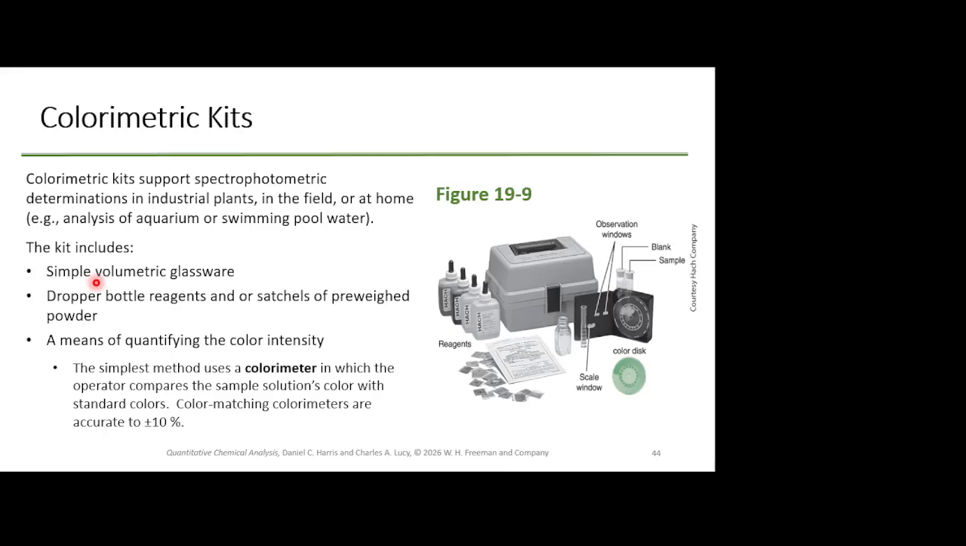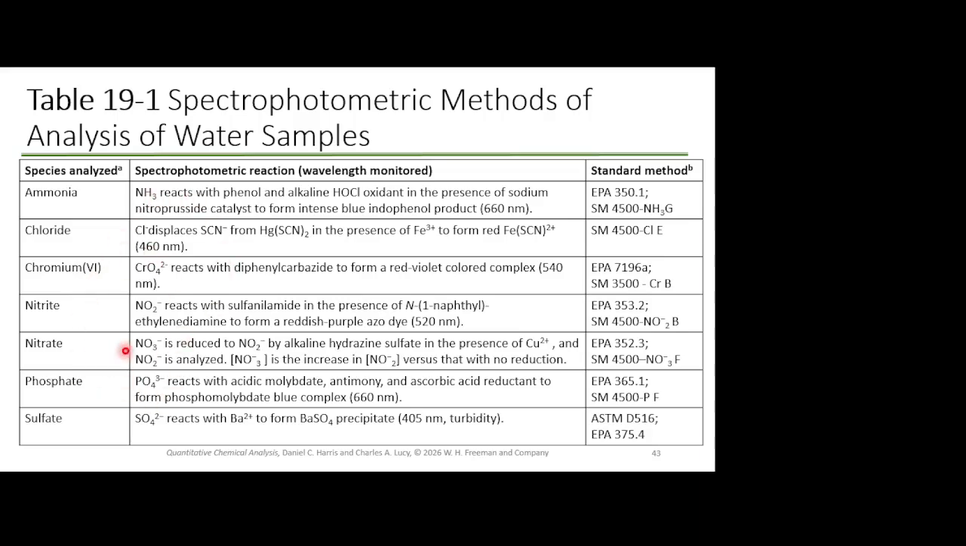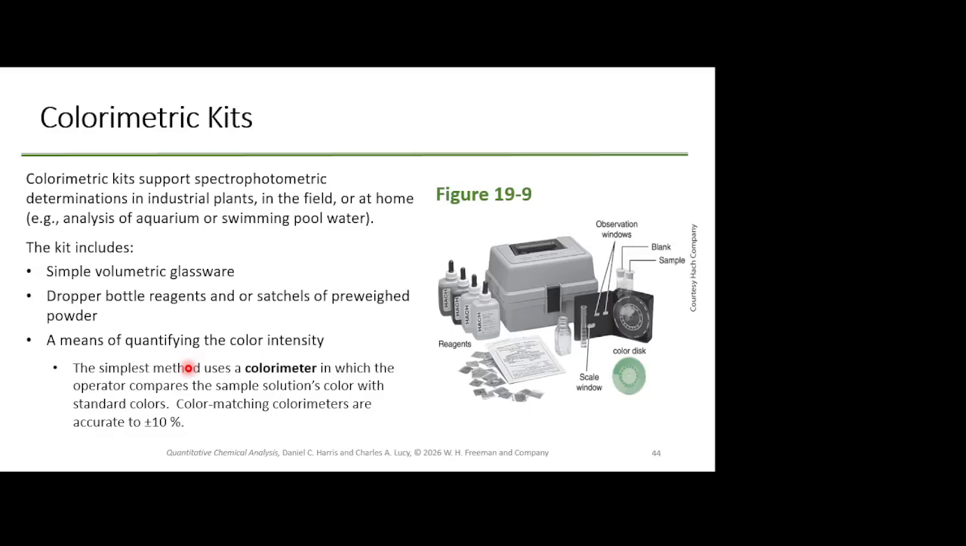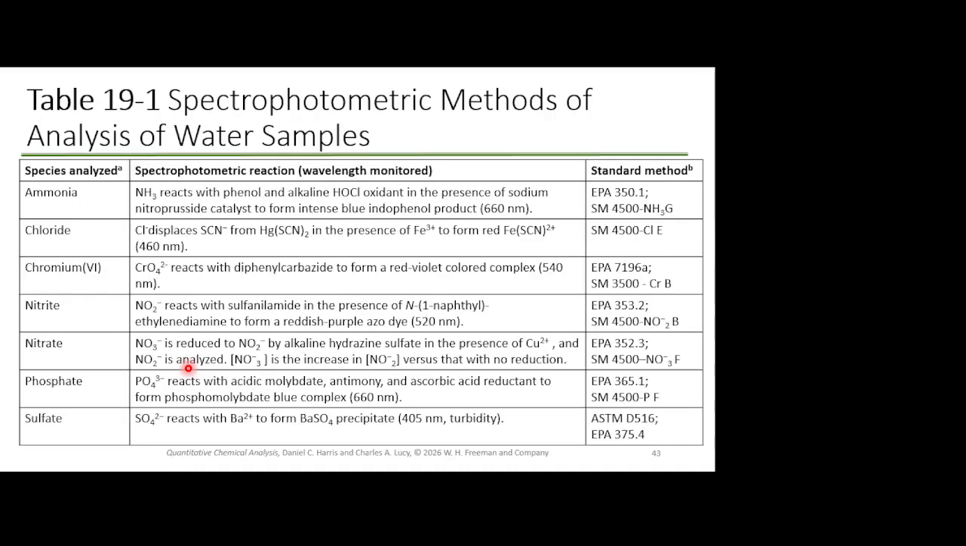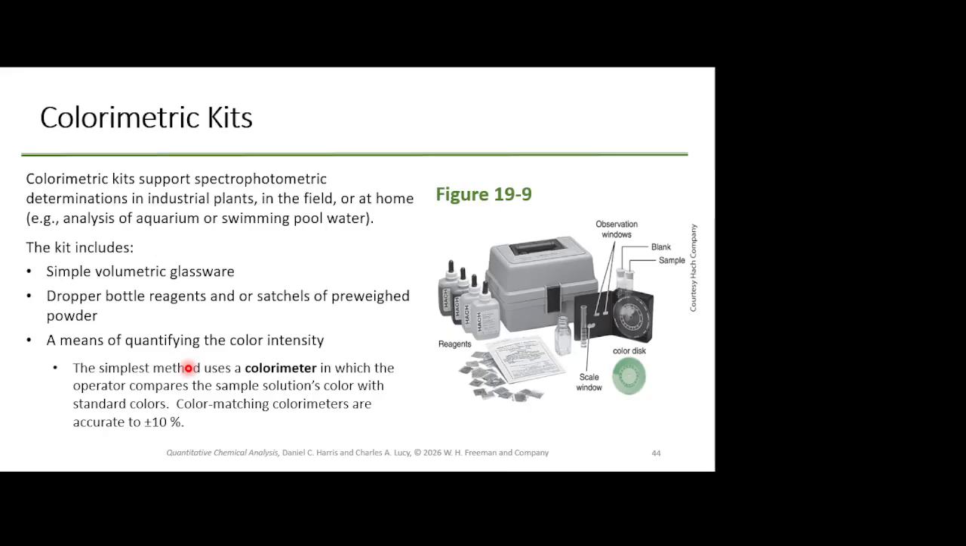Okay, so colorimetric kits. Again, you will recognize these pretty quickly as being heavily utilized in biochemistry. Very, very popular biochemistry method. Now, colorimetric kits are going to support your photometric determination in industrial plants. In the field, at home, you can use them for analysis of aquarium or swimming pool water. Essentially, it's just a way to do this test that's more field portable. So it's the same sort of test we just looked at.